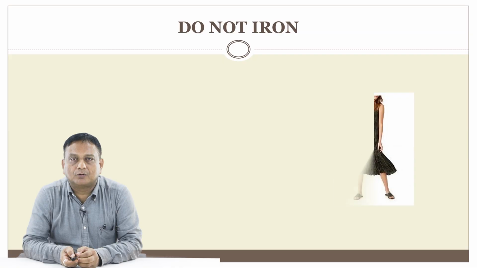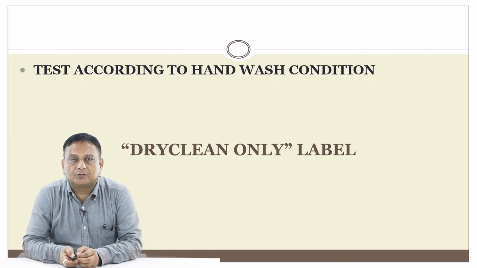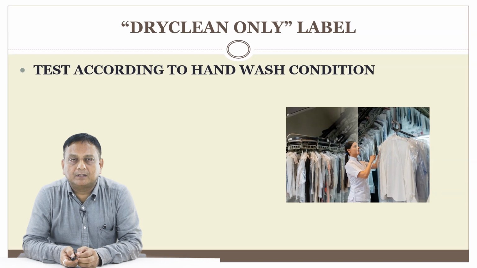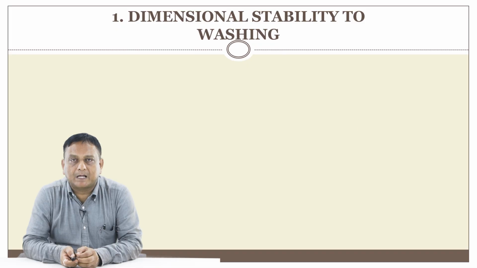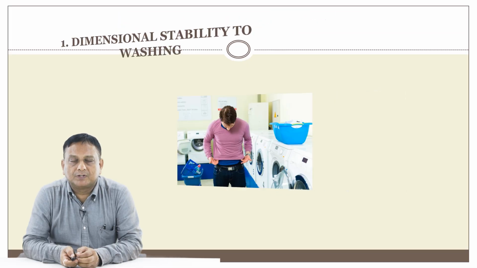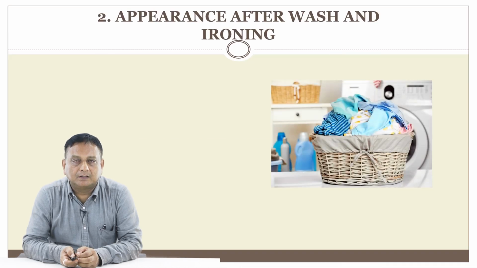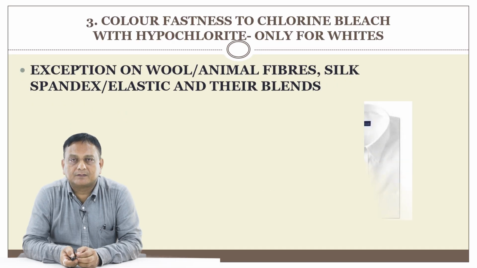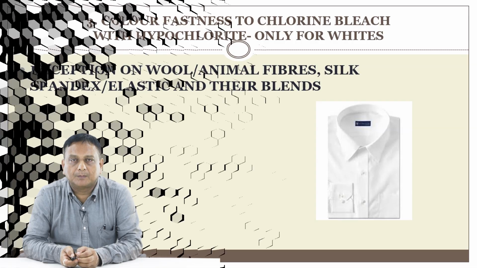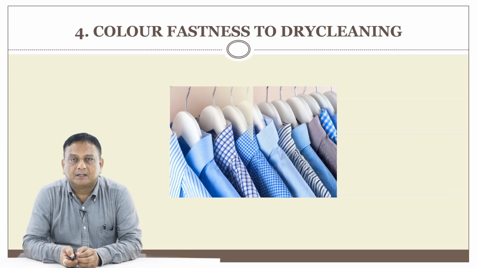Colorfastness to dry cleaning, then do not iron, this kind of symbols, no need to verify ironing instruction for wrinkled styles. So test according to the hand wash conditions, dry cleaning only level, that must be carried out for this purpose. So in this way, dimensional stability to washing also needs to be carried out for that kind of garment. Appearance after wash, ironing needs to be carried out. Exception wool, animal fiber, as we have already mentioned in the case of bleaching, hypochlorite bleaching. So those are the things applied for this purpose. Colorfastness to dry cleaning needs to be conducted.